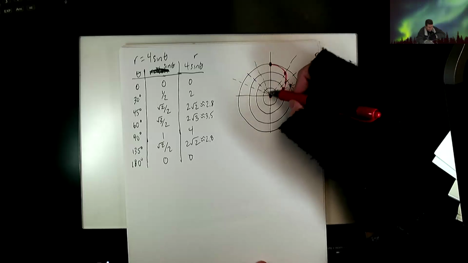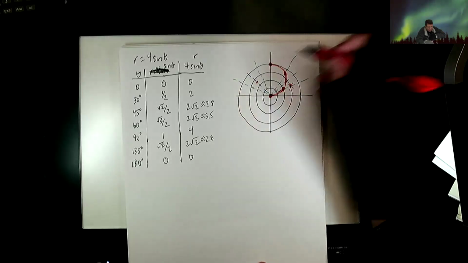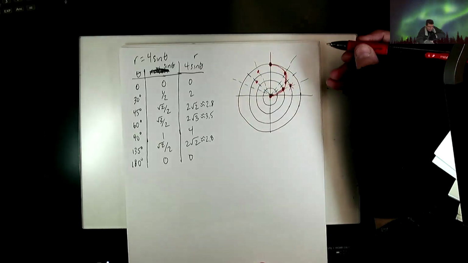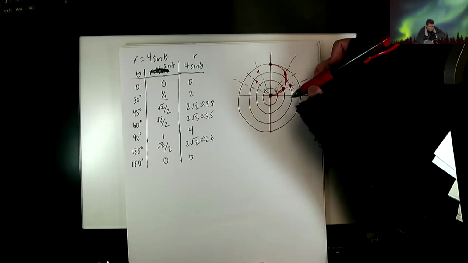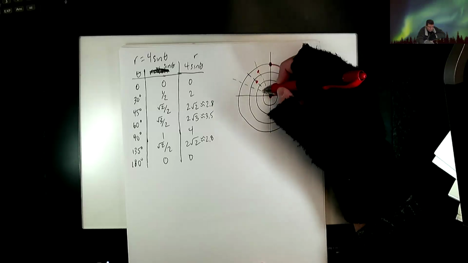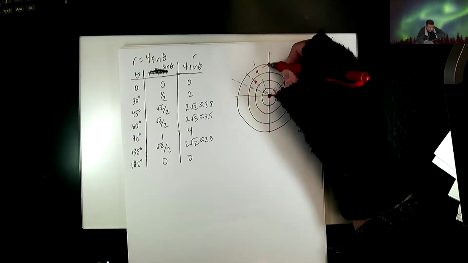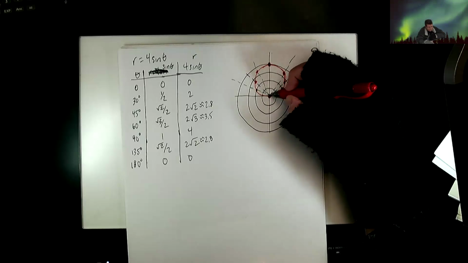If I do 135, I'm going out approximately 2.8. Looks like it's symmetrical with the other side, so I can probably copy some of the symmetry from the other side here. And 180 is 0 again. It's a circle.